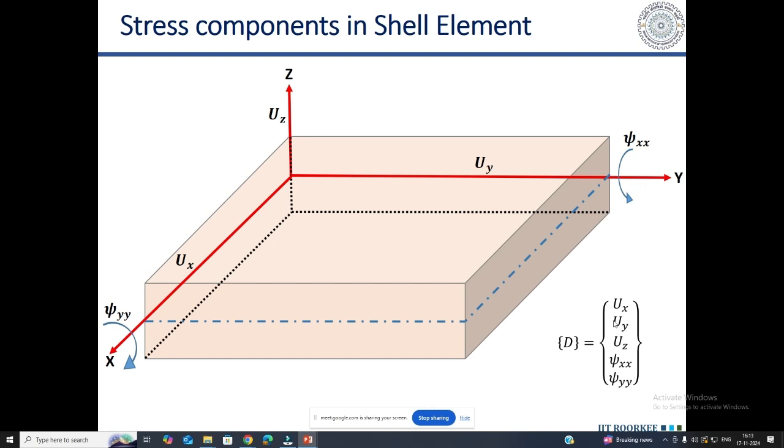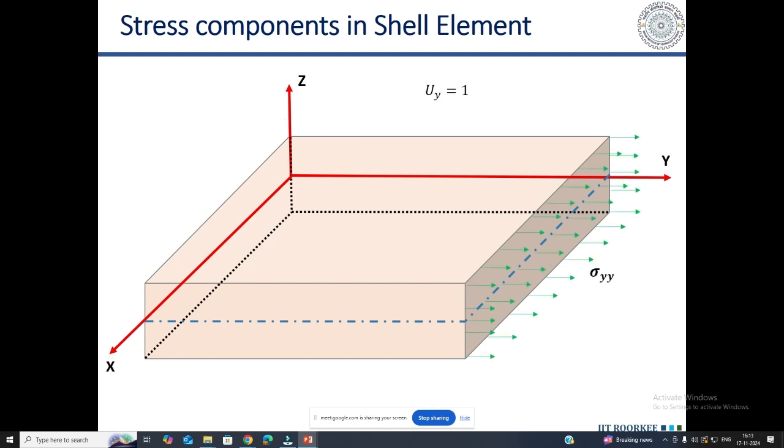So let us first start with ux. If you give any deformation along x direction, what will happen, and how the stress components will be generated and how it will look like.